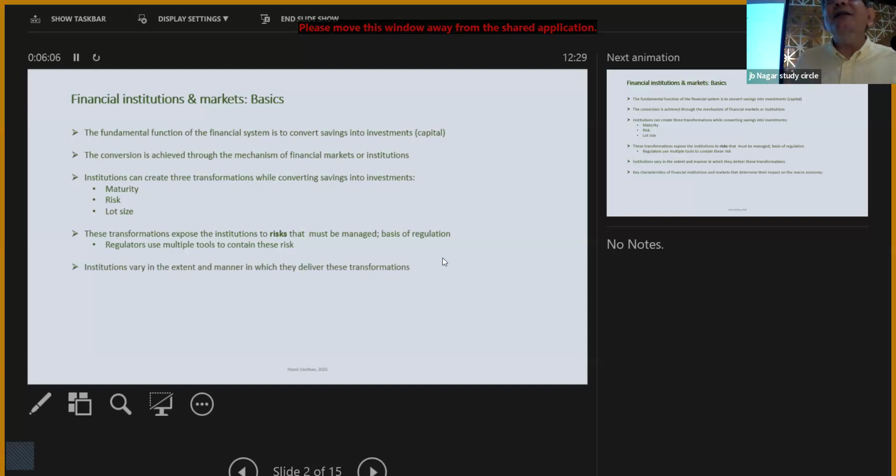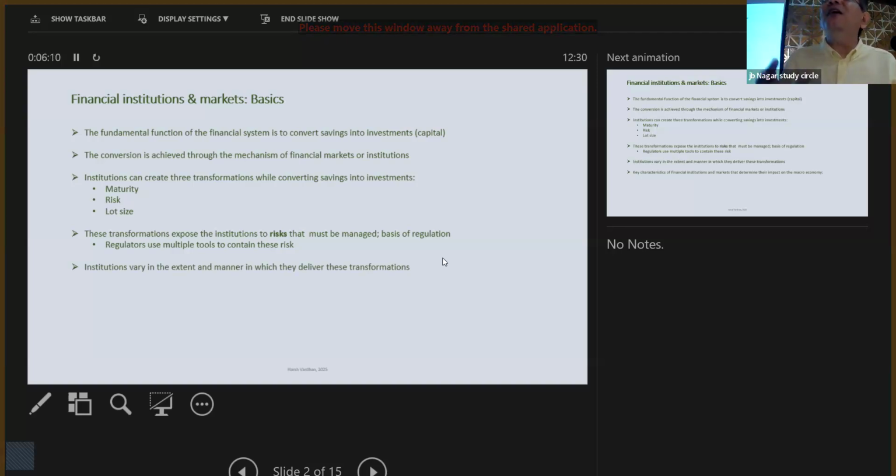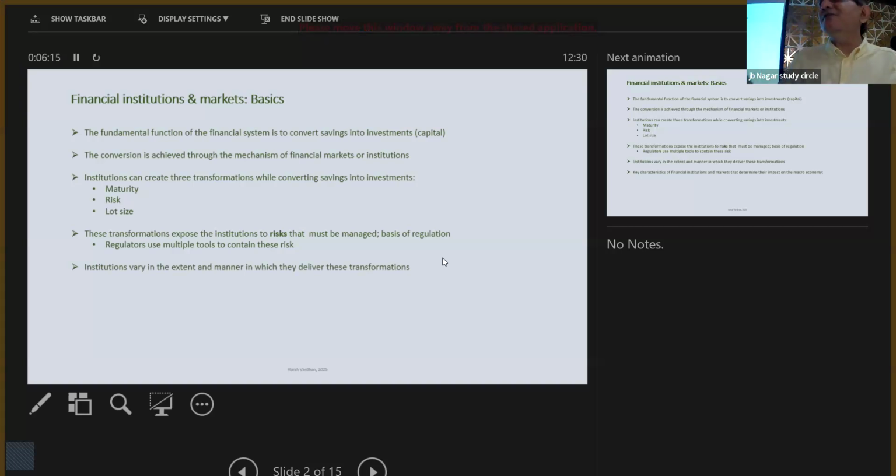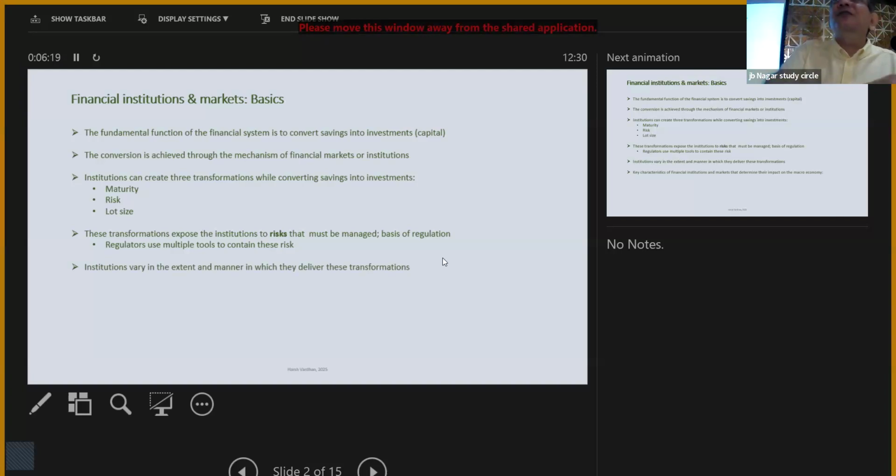Now, obviously, not all institutions conduct these transformations to the same extent. So, for example, a bank is very different from a mutual fund. A mutual fund is a risk pass-through vehicle, which means whatever risk they undertake in their investment is passed through to the investor. So they are not doing any risk transformation. They are doing lot size transformation, a little bit of maturity transformation. Whereas the bank is also doing risk transformation. Insurance is doing a different kind of transformation. So different institutions do these transformations to different extents, to different levels.